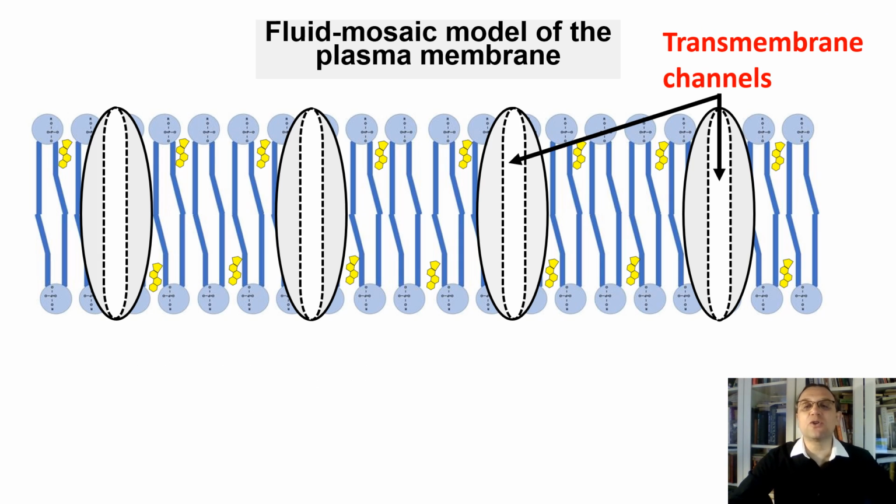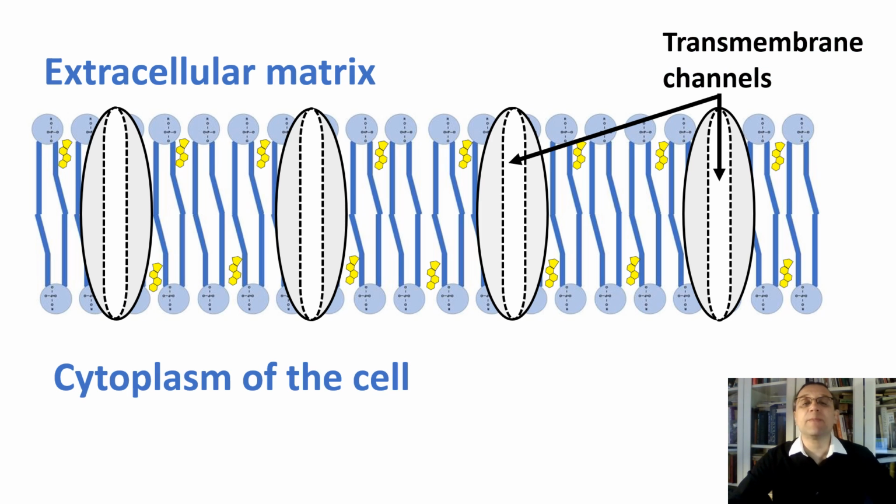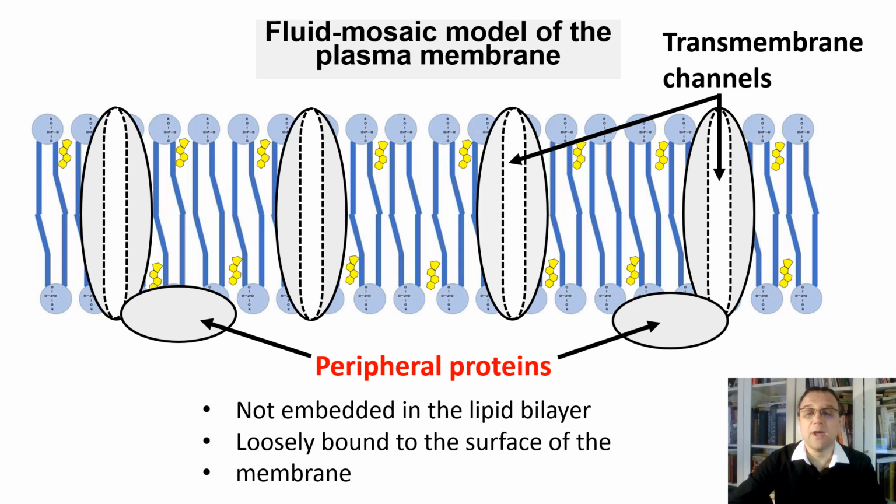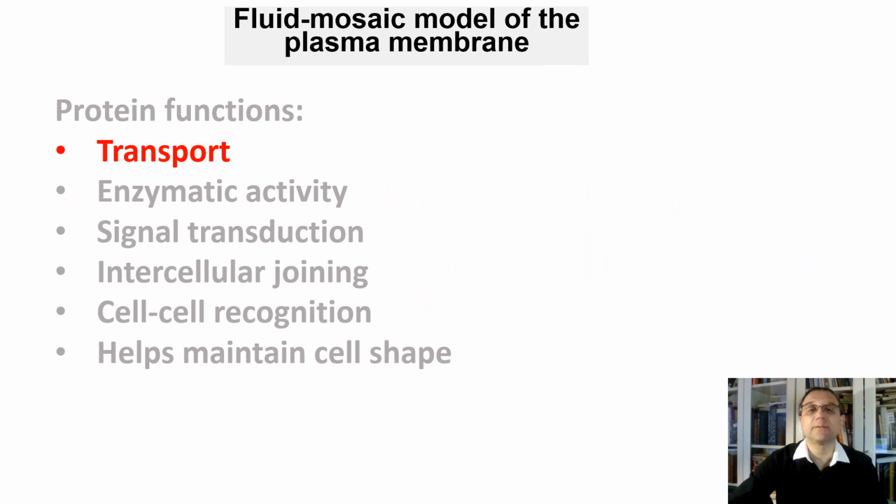Transmembrane channels, also called membrane channels, are pores within the phospholipid bilayer. The channels are formed by integral or transmembrane proteins, and they cross the cell membrane, connecting the cytosol or cytoplasm of the cell to the extracellular matrix. Another type of protein is peripheral proteins. They are not embedded in the phospholipid bilayer, but loosely attached to it.